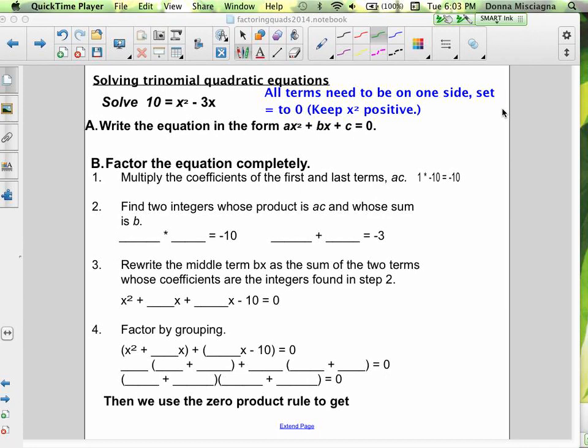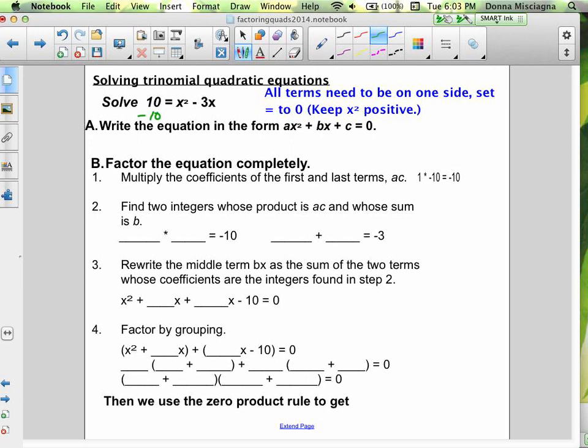There's no 10 product rule. There's only a 0 product rule. So you do have to move everything to one side, so that your equation is equal to 0. Also, you want to keep x squared positive. Don't make your x squared negative, right? So instead of moving x squared and negative 3x, let's just move the 10. Nobody says we can't just move the 10.